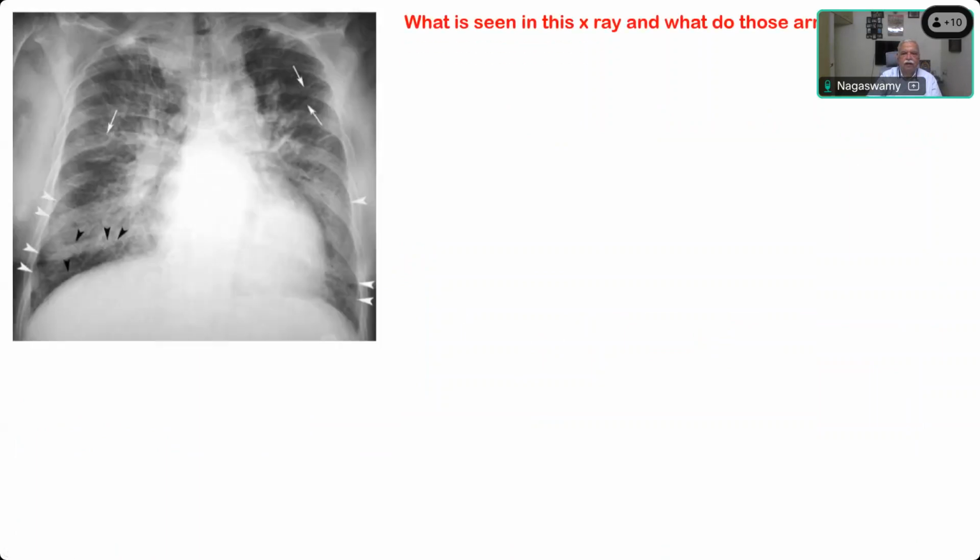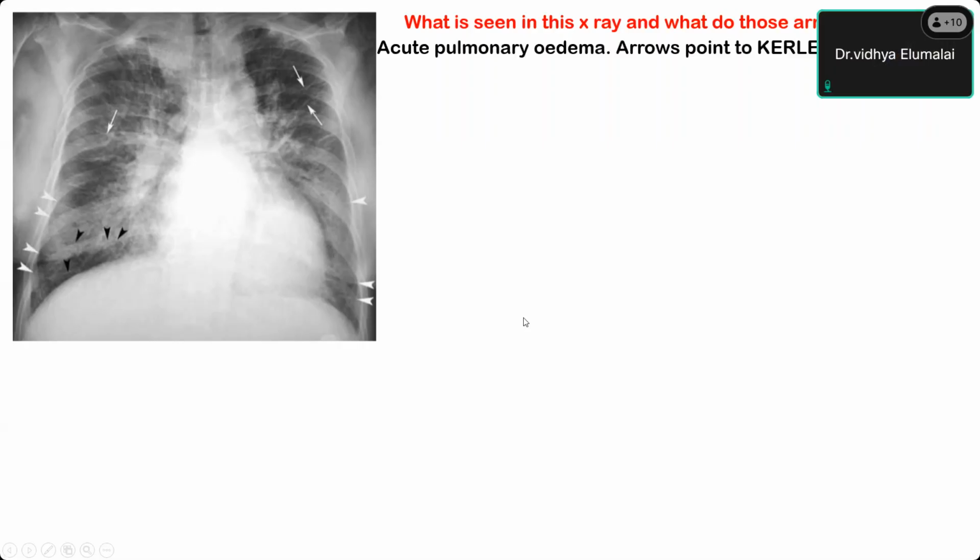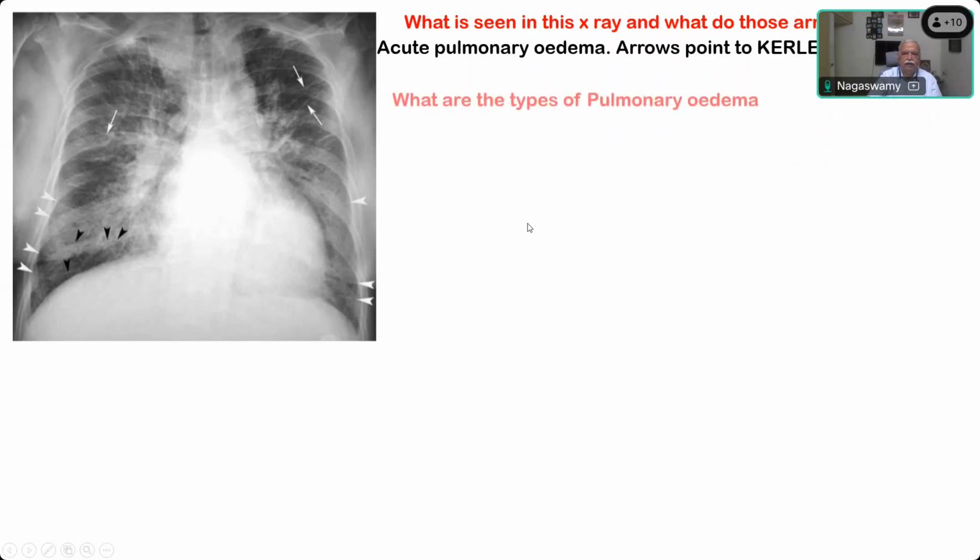What is seen in the X-ray? What do the arrows indicate? Curly lines. First of all, what is the diagnosis? Acute pulmonary edema. Arrows point to curly A, B, C lines. Okay, they are all curly B lines. So curly lines which are classified as A, B, C lines.